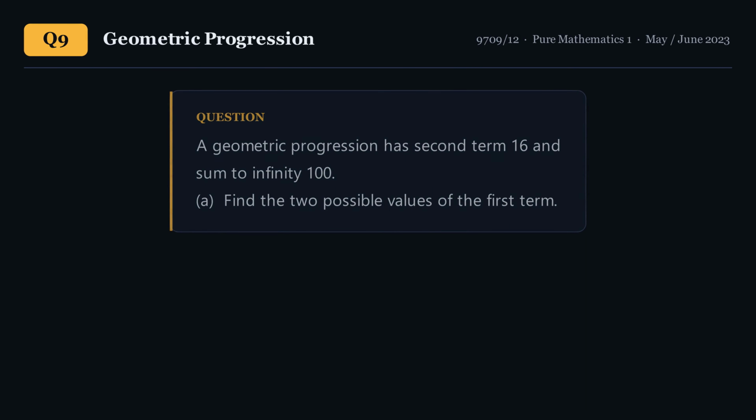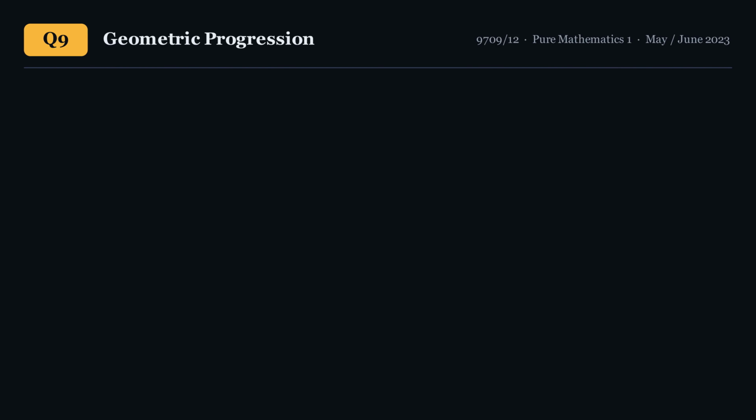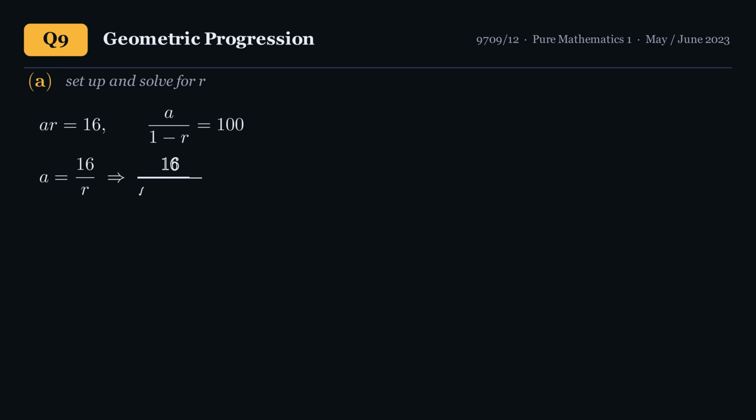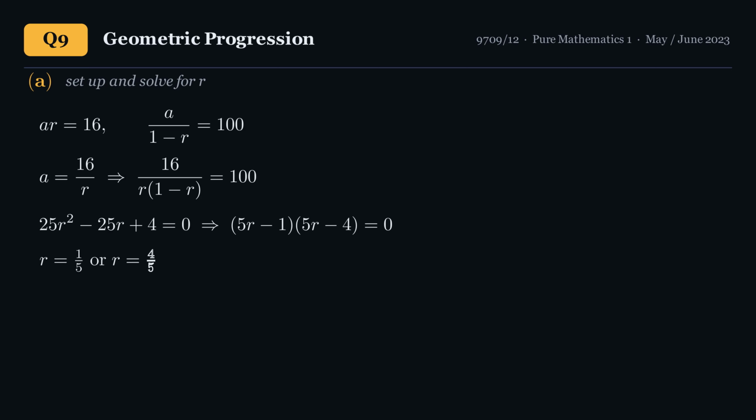Now let's work through the solution step by step. Write AR equals 16 and sum to infinity equals 100. Second term, A times R equals 16. Sum to infinity, A over 1 minus r equals 100. Substitute a equals 16 over r into the sum formula. Solve the quadratic. R is 1/5 or 4/5. So the first term is 80 or 20.